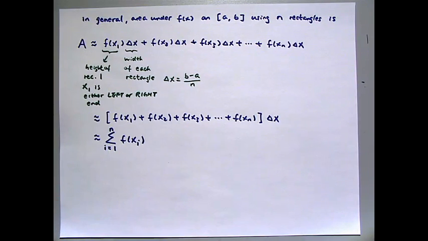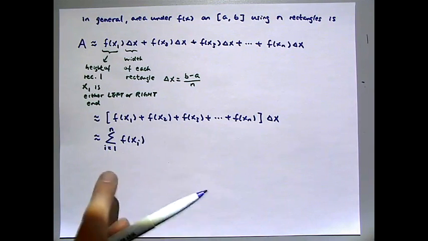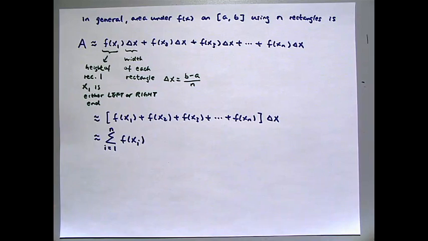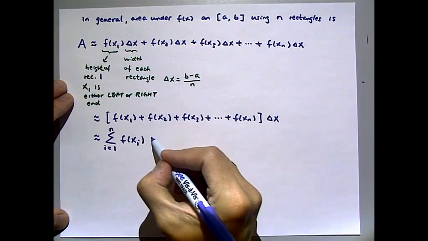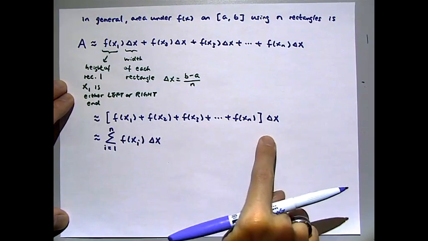Okay? Now, if you take 162 next semester, we'll be doing a lot of this sigma stuff. But for now, don't worry too much about it. And then all of these guys have a delta x at the end.